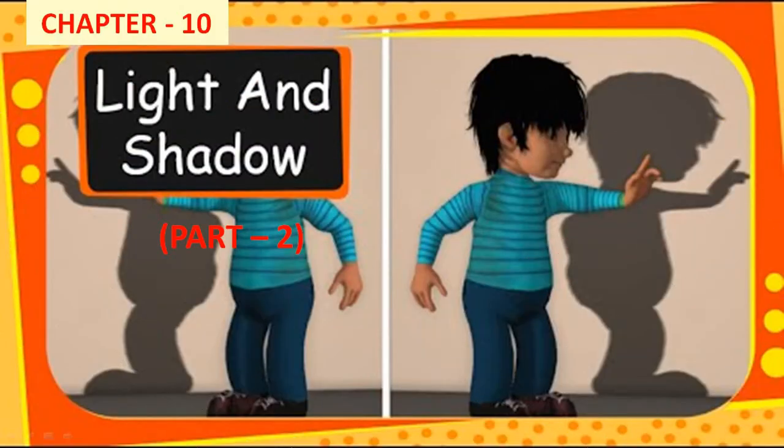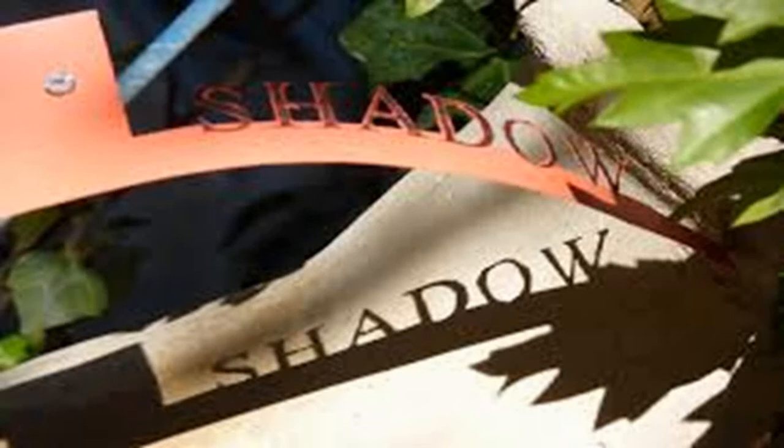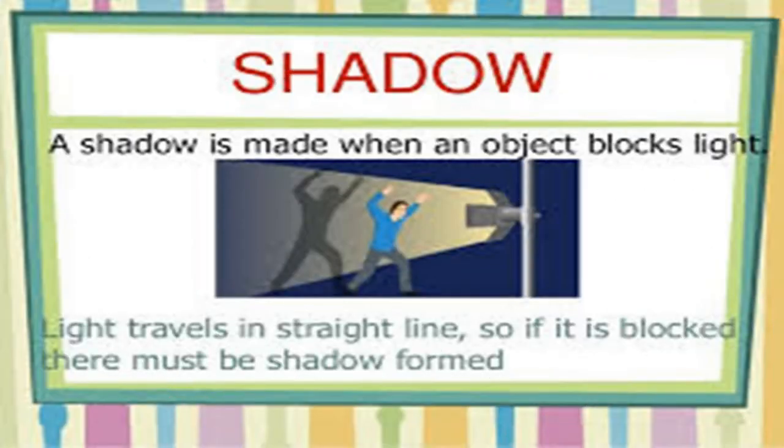Today again I'll continue chapter 10, Light and Shadow, and in today's class we will discuss all about shadow. You might have tried to make such dark shapes using your fingers, your hand by blocking the light. So children, this is shadow. A shadow is made when an object blocks light.